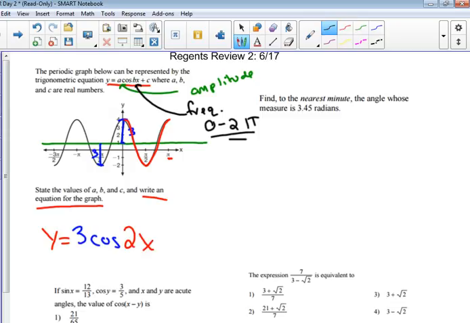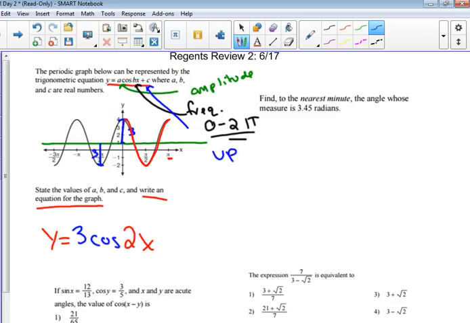What does the C represent? The shift. Good. The shift up, down, left, right. What do you think if it's a plus C at the end? If it's at the end, outside any parentheses, it's up or down. If it's within parentheses, that's the horizontal, your left and right. So since it's positive, it's some kind of shift up. So this is going to go up how many units?